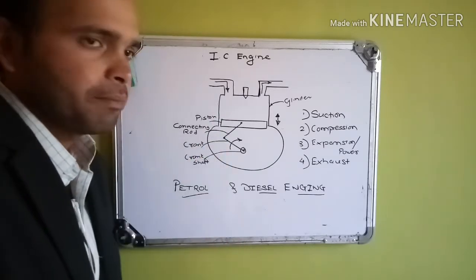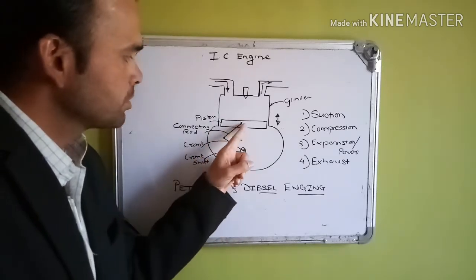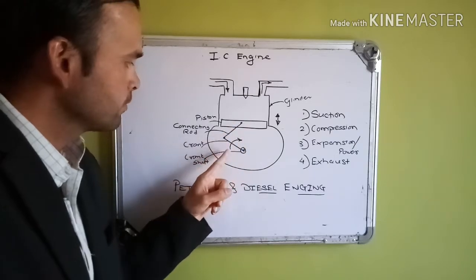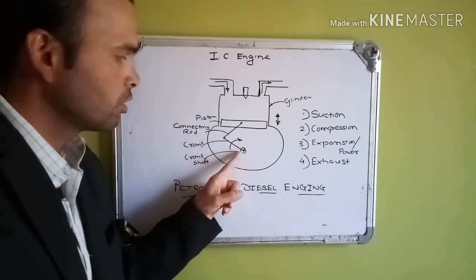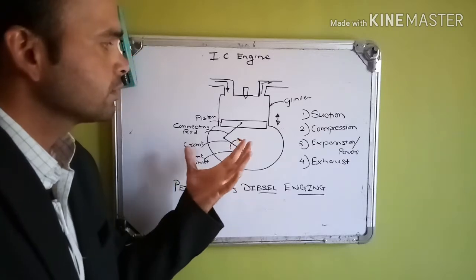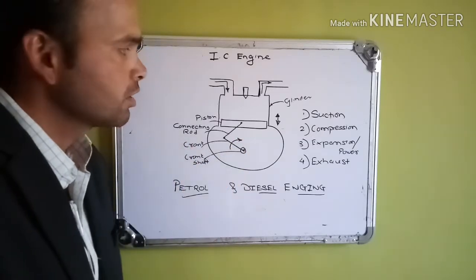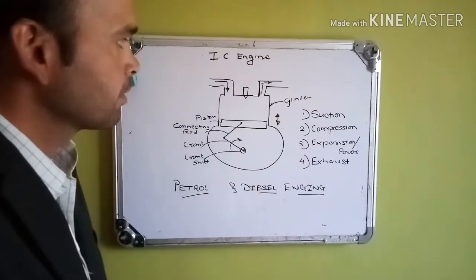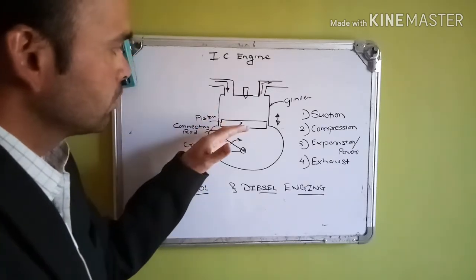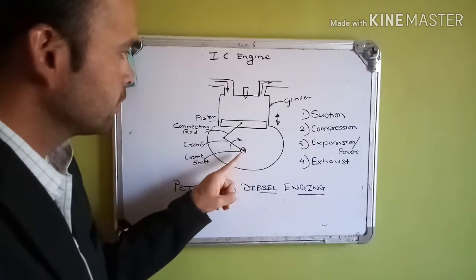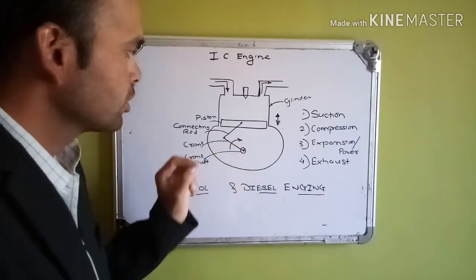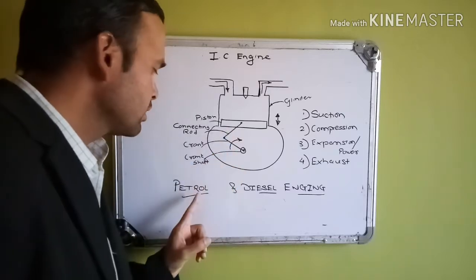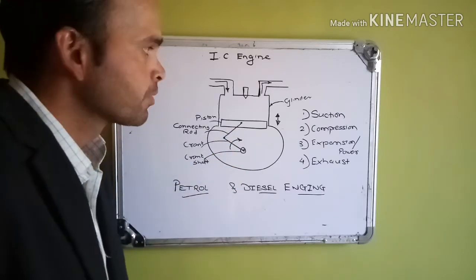Now if you see in this diagram, this is called the piston, this is the connecting rod, this is called the crank, and this is called the crankshaft. This figure is a two-dimensional, cut-section figure for any engine, and the reciprocating motion of the piston is converted into rotary motion. What happens inside the petrol engine, we'll go one by one.